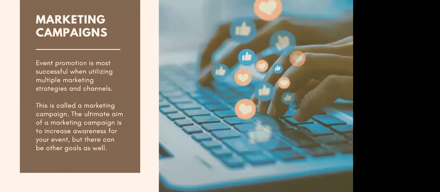All right. I talked about target audiences and promotional materials. The next thing that you'll want to do is build a marketing campaign. Event promotion is most successful when utilizing multiple marketing strategies and channels. This is called a marketing campaign. The ultimate aim of a marketing campaign is to increase awareness for your event, but there can be other goals as well. So the next thing that I'll jump into is, what's the best approach and how should I go about building a marketing campaign and structuring my limited budget or my big budget, depending.